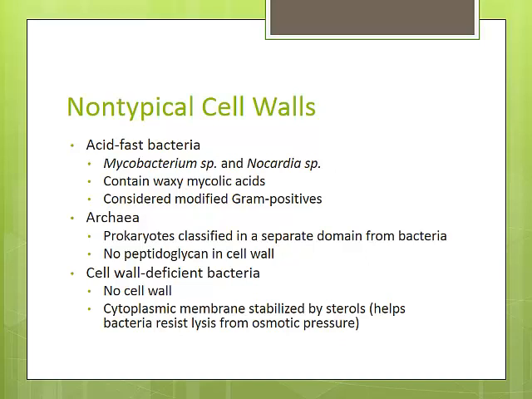And then we also have what are known as the cell wall deficient bacteria. These guys have no cell wall at all. Their cytoplasmic membrane, which we'll talk about in a minute, is stabilized by sterols, and that kind of helps keep those bacteria resistant to lysis. Remember, the cell wall, that's one of the important things, is it helps keep the organism resistant to lysis. So if you don't have a cell wall, what will happen? And so in that case, they've evolved special mechanisms to get around that.